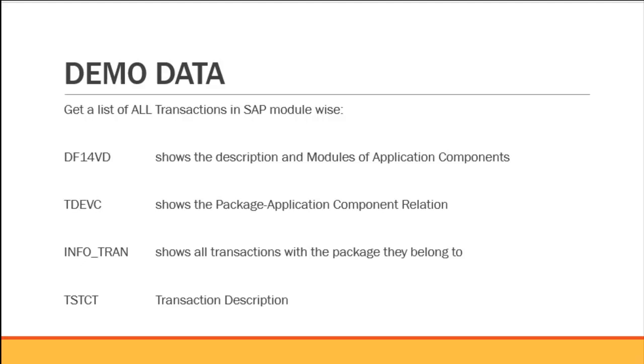In this demo video of using SQVI, let us create a report based on these four tables: DD14VD, TDEVC, INFO_TRAN, and TSTC. Using these four tables, we'll create a report that will give us a list of transaction codes by modules in SAP. Meaning, you can enter a module like SD, PP, and get a list of the transaction codes within those modules. So in order to do that, we will be using these four tables.